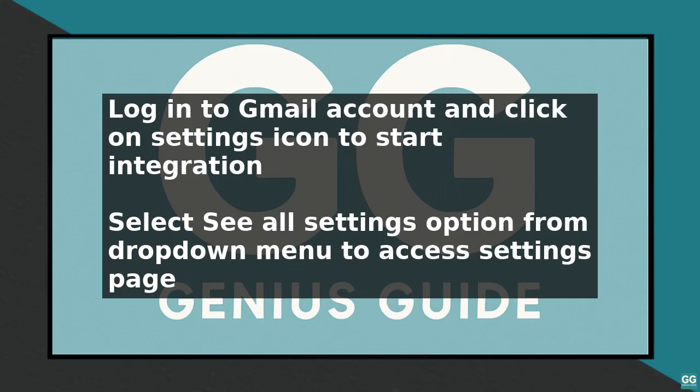Next, click on the Accounts and Import tab, and then click on the Add a Mail Account link. This will prompt you to enter the email address of the account you want to add, which in this case is your Rakuten email address. Enter your Rakuten email address and click on the Next button.